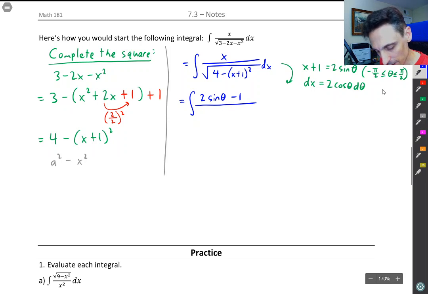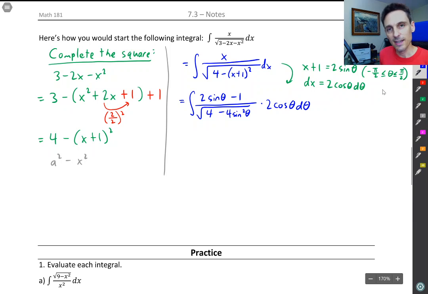Now in the bottom, we're going to have the square root of 4 minus, and then x plus 1 gets replaced with 2 sine theta. So we're going to have that squared, which is 4 sine squared theta. And the dx is 2 cosine theta d theta.